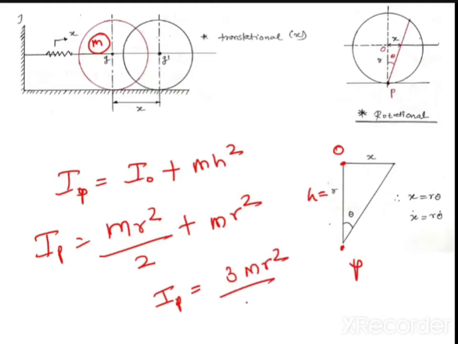3mr square by 2. So that is why, if we use I is equal to mr square by 2, that is wrong. Practically that is wrong. Theoretically that is correct because this theta is very small, try to understand that.